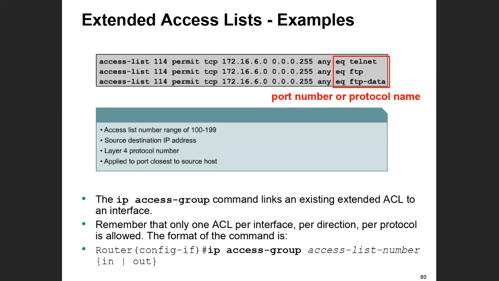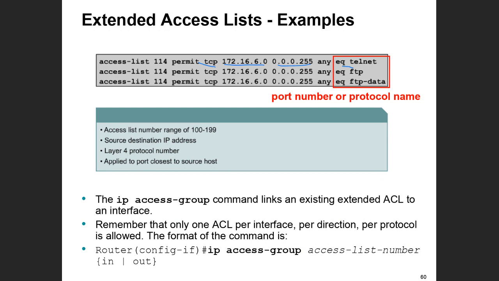Here is an example. We have access control list 114, which means it's extended. And it says, let's permit all TCP traffic that's telnet traffic if the source address is 172.16.6.0, and our wildcard mask tells us the source address can be 172.16.6 with any number in that fourth octet. So it's a whole subnet, a whole network we come up with here.